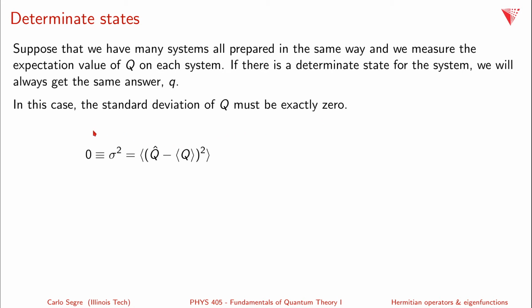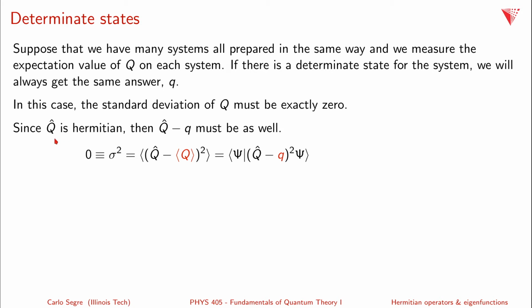Well, what that means is that 0 is equal to sigma squared of q, but sigma squared of q is simply the expectation value of (q minus the expectation value of q) quantity squared. And we can replace the expectation value of q with little q because it's always little q, right? And so this expectation value is merely an inner product of psi with (q operator minus q) quantity squared applied to psi.